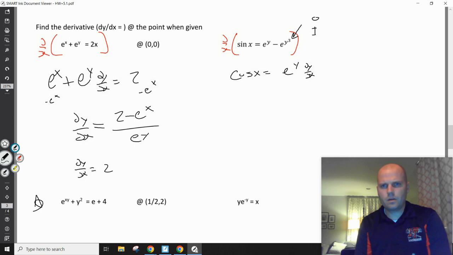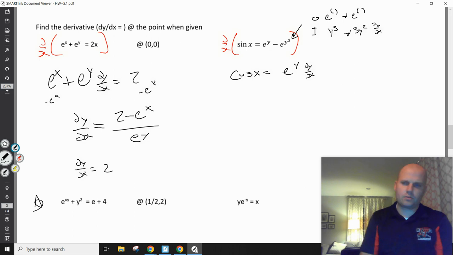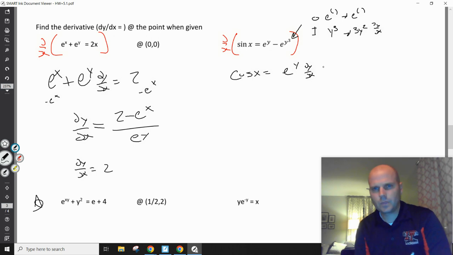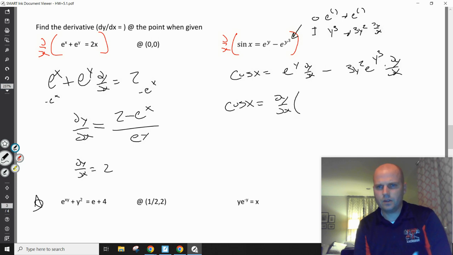Again, where these implicit derivatives really make students have problems is when you combine chain rules with the dy dx's, or chain rules and product rules and stuff like that. I get a minus 3y squared e to the y cubed times dy dx. I only have dy dx's on the right side, which is nice. We could factor, divide to solve.